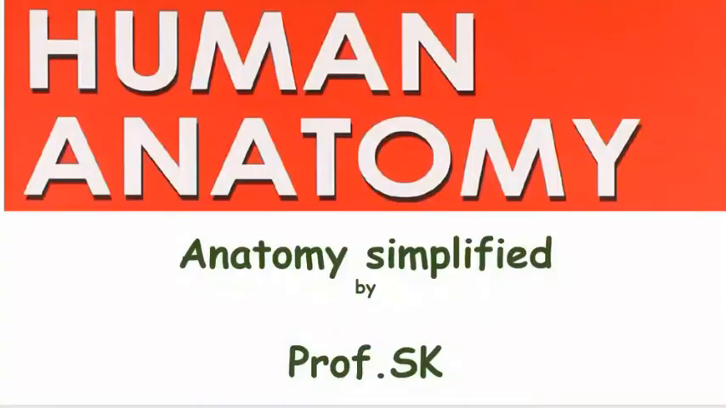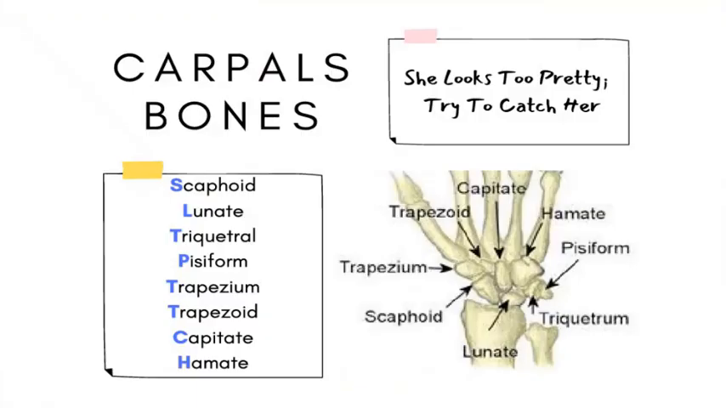This time we will see something related to the upper limb: mnemonics. I thought it would be helpful for some of you who find it difficult to study the carpal bones and to memorize the names in order. So you can have this mnemonic: She looks too pretty. Try to catch her.